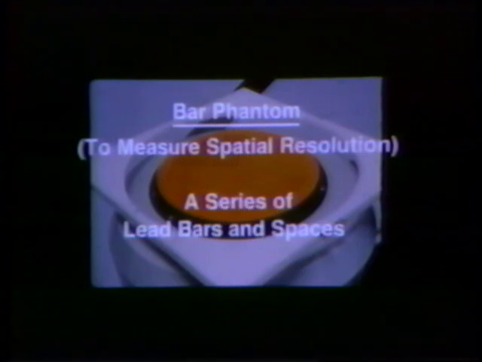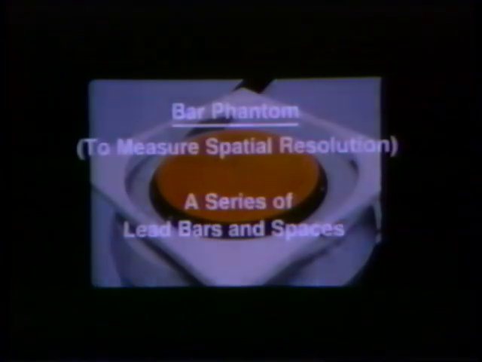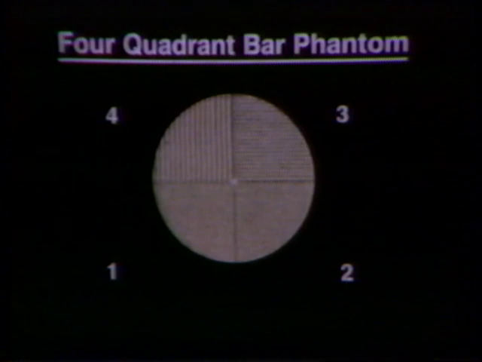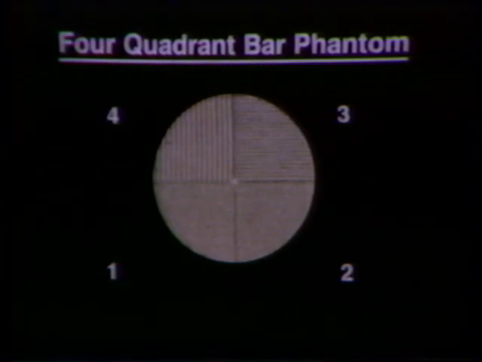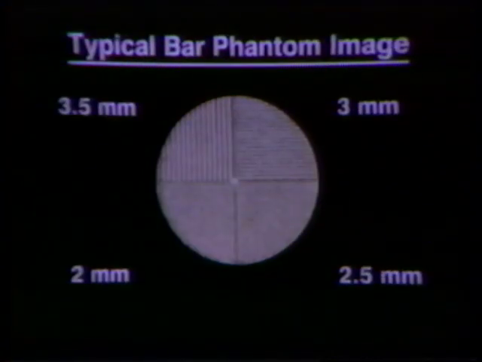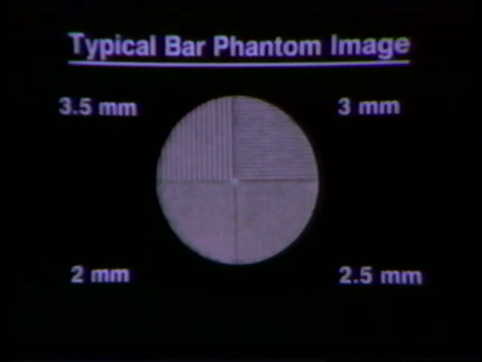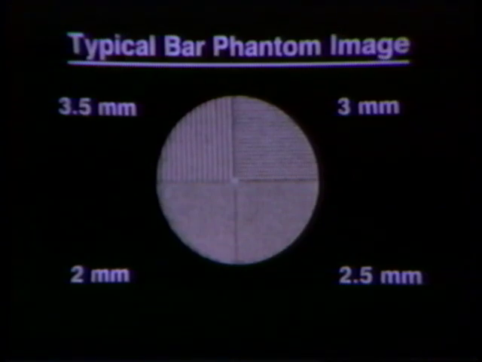Spatial resolution is measured by using a device called a bar phantom, which is simply a series of lead bars of a given width and thickness separated by spaces the same width as the bars. Most bar phantoms are known as four-quadrant bar phantoms. They're constructed such that each quadrant of the phantom has different width bars and spaces. Typical bar phantoms will have bars 2 millimeters wide with 2 millimeter spacing, bars 2.5 millimeters wide with 2.5 millimeter spacing, bars 3 millimeters wide with 3 millimeter spacing, and bars 3.5 millimeters wide with 3.5 millimeter spacing.